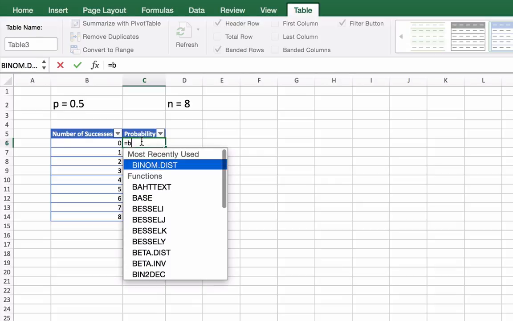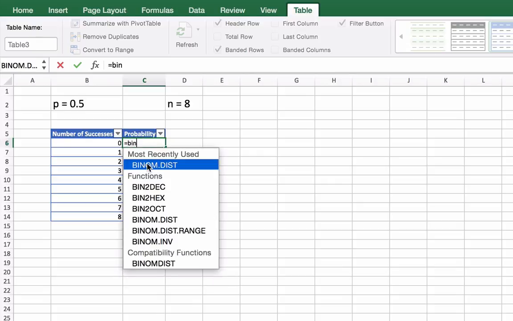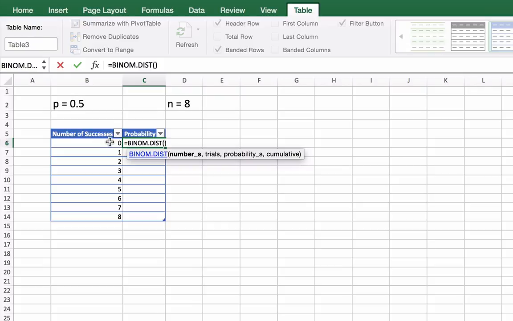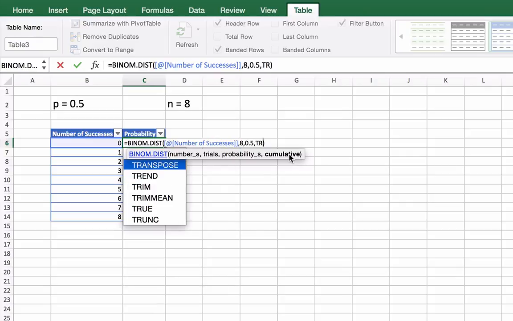So equals binom.dist. Number of successes would be 0. Number of trials is 8. Probability of success is 50%, or I'm going to put in 0.5. And cumulative, this time I'm going to put in true. And you'll see what this does in just a second.